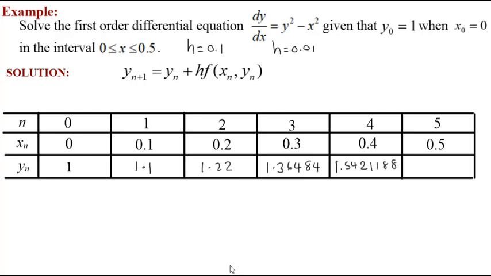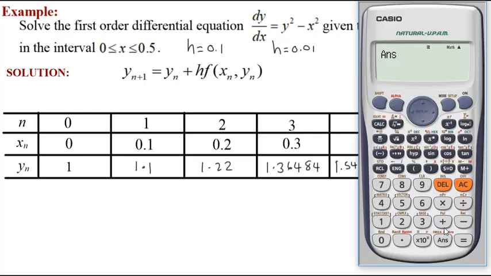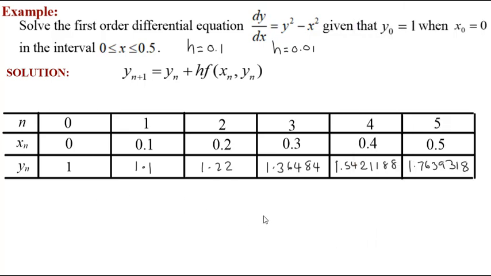Now calculating our last value, that will be y5. We've got our y being 1.5421188, which is basically our answer, plus 0.1 brackets answer squared minus 0.4 squared. Then finally we've got here 1.7639318.